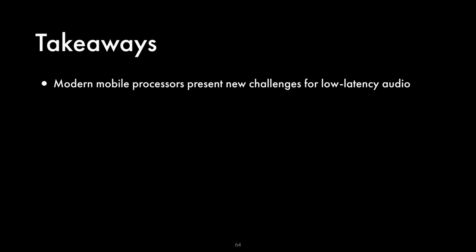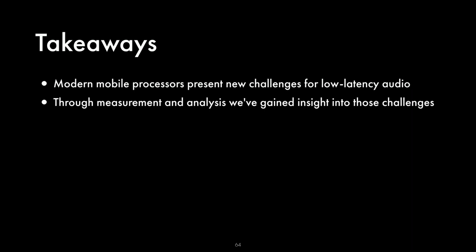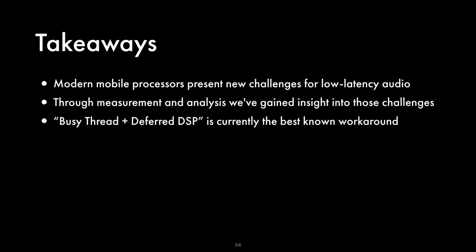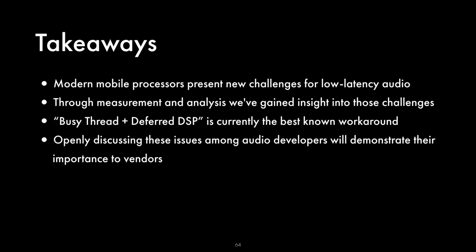So what are the takeaways today? Modern mobile processors have a lot of new challenges for low latency audio. It's not just frequency scaling from x86 days, but also this new AMP paradigm. Through measuring, we've been able to gain a lot of insight into these challenges. And this one workaround, busy thread plus deferred DSP, is the best workaround that I know at the moment. I hope that by discussing these issues openly, we can demonstrate the importance of these things to vendors like Google and Apple, and hopefully in the next years improve performance here by default. Okay, thanks.